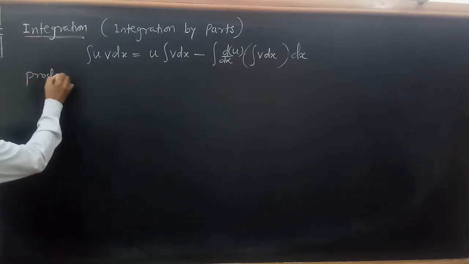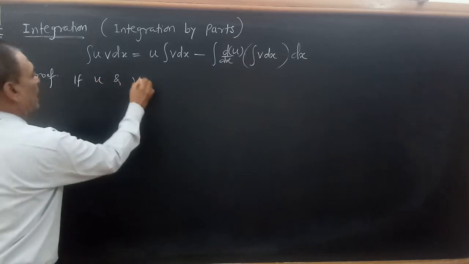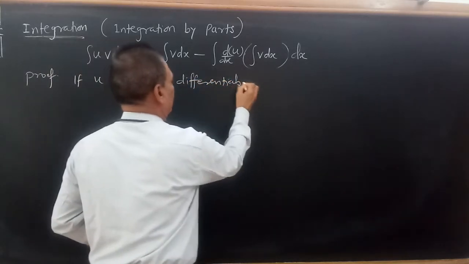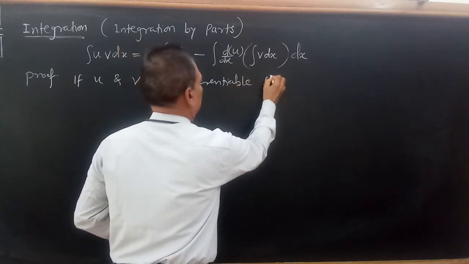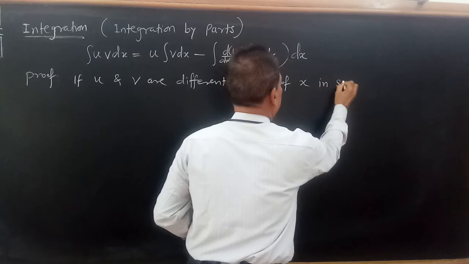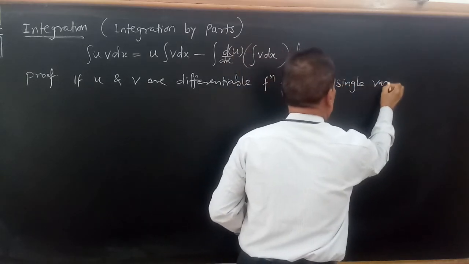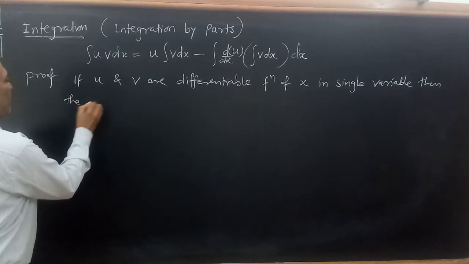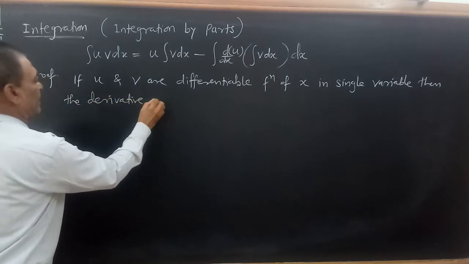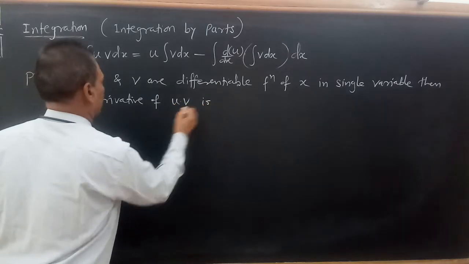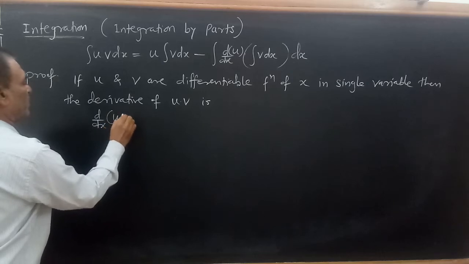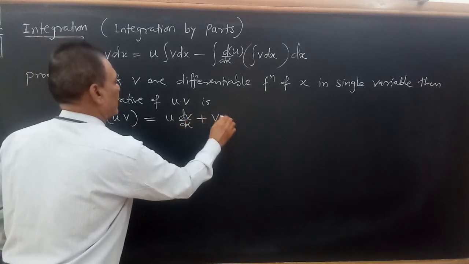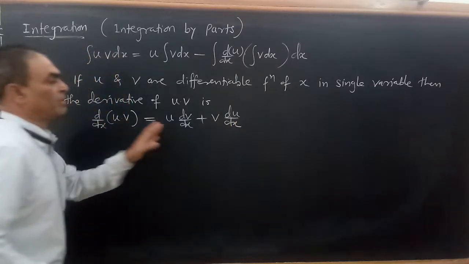Proof is like this: if u and v are differentiable functions of x in a single variable, then the derivative of u into v, d by dx of u into v, is equal to u times derivative of v plus v times derivative of u. This is the product rule.